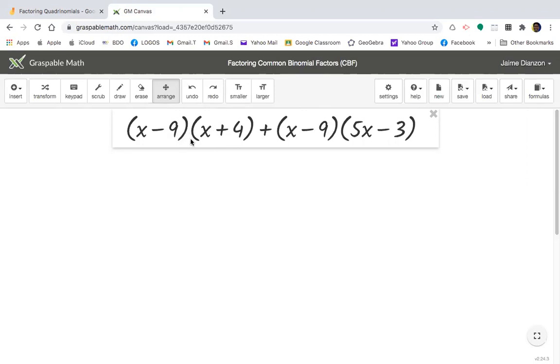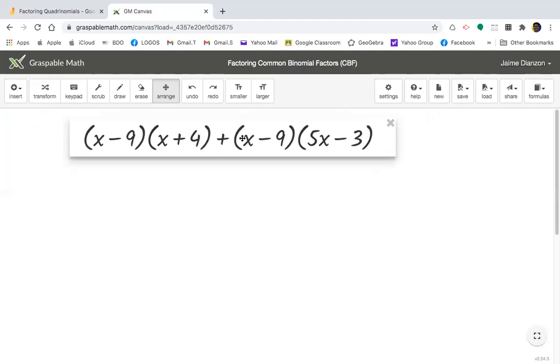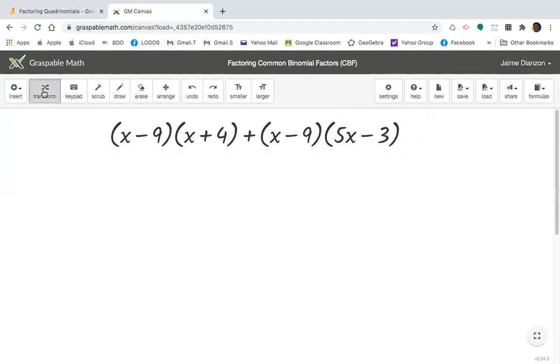Now, within its group, there is a common binomial factor. So as you can see, in the first group, you have x minus 9 as the first factor. In the second group, you also have x minus 9 as the first factor. So that means we can factor this out. We can factor out x minus 9. Let's do that. So we're going to factor x minus 9.